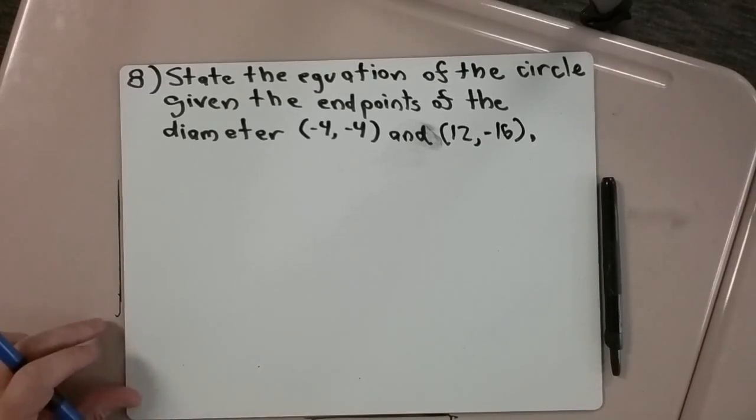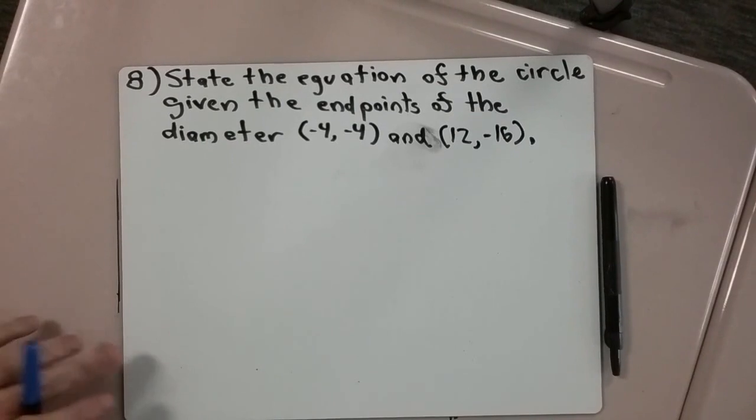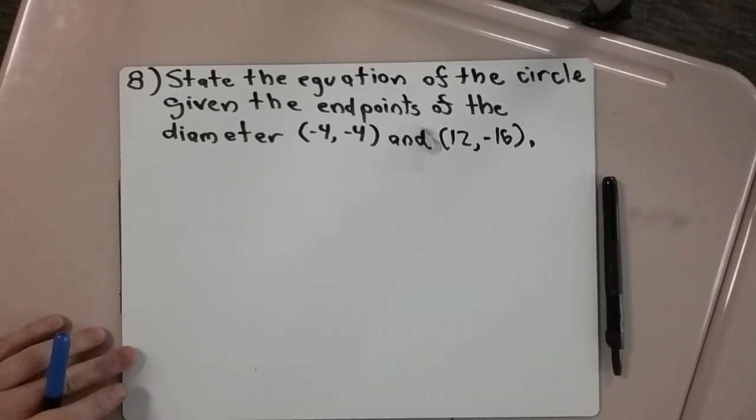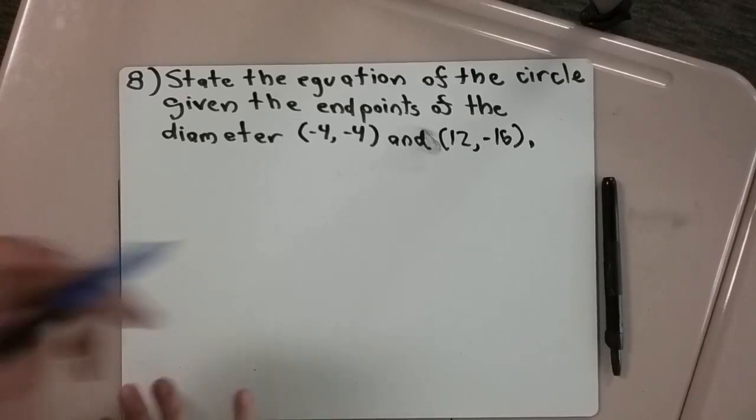Okay, so this time we're going to state the equation of the circle. Let me make sure you guys can see this. Looks like you can. Okay. State the equation of the circle given the endpoints of the diameter, (-4, -4) and (12, -16). So let's take a look at what's happening this time.